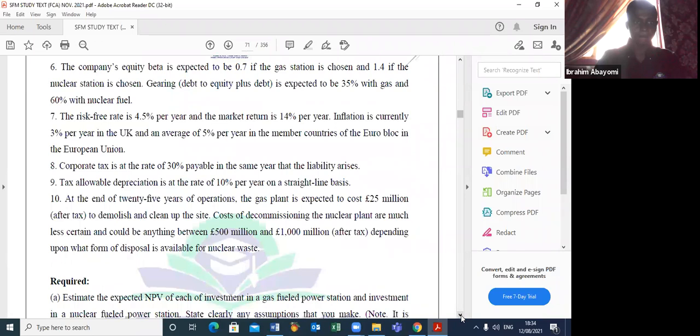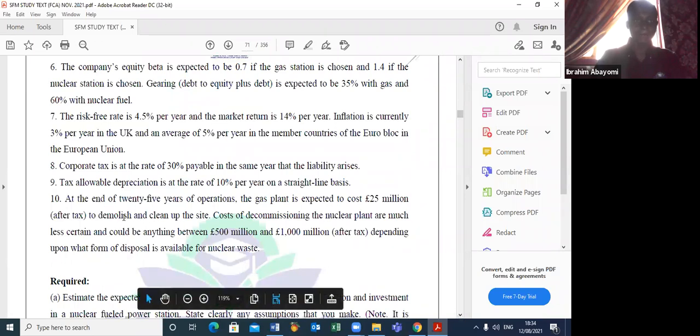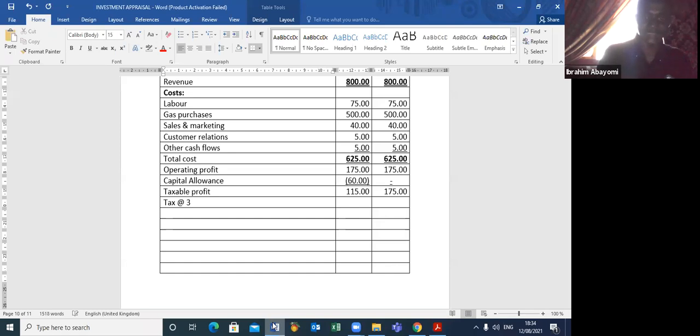Okay. Corporation tax is at the rate of 30%. So tax at 30%. 30% of 115 is 0.3 times 115. That is 34.5. 175 times 0.3 is 52.5. So these are the taxes.